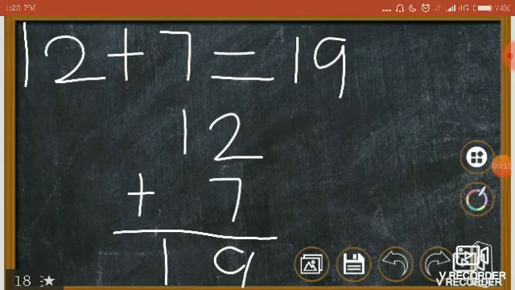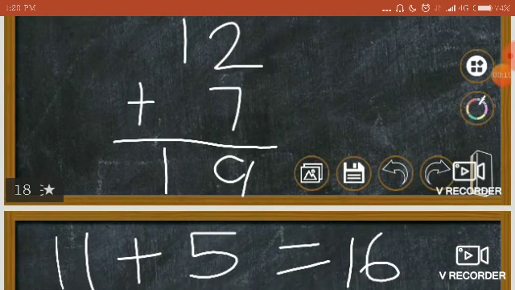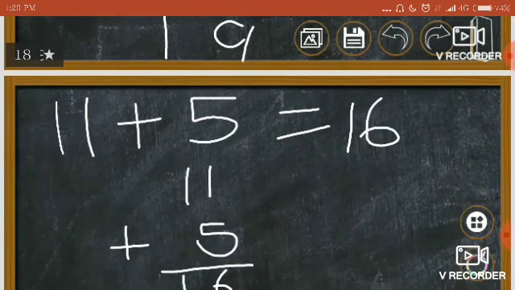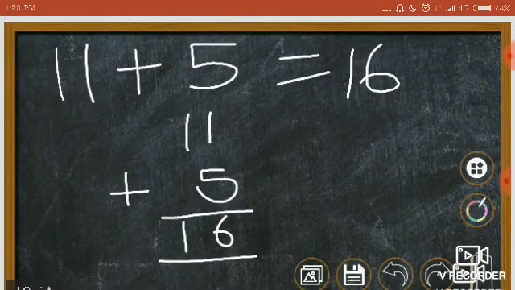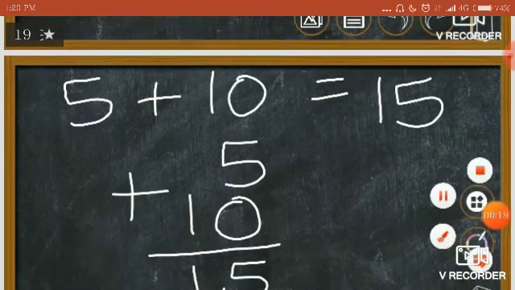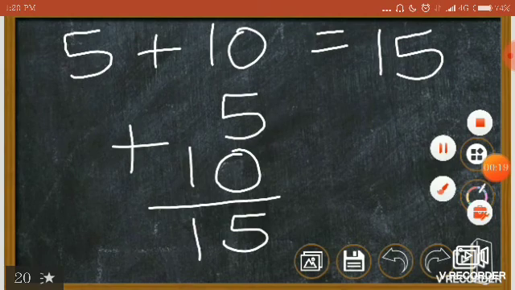12 plus 7 is equal to 19. Next sum, 11 plus 5 equal to 16. And the last sum is 5 plus 10 equal to 15.